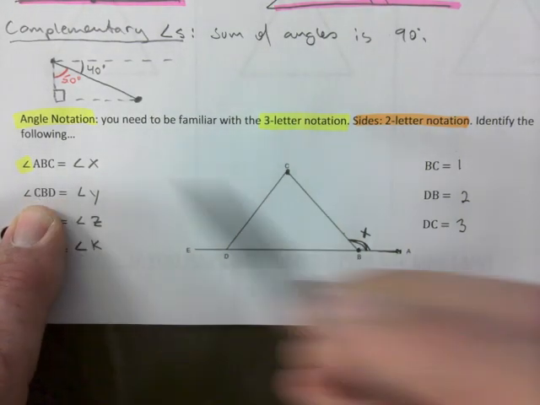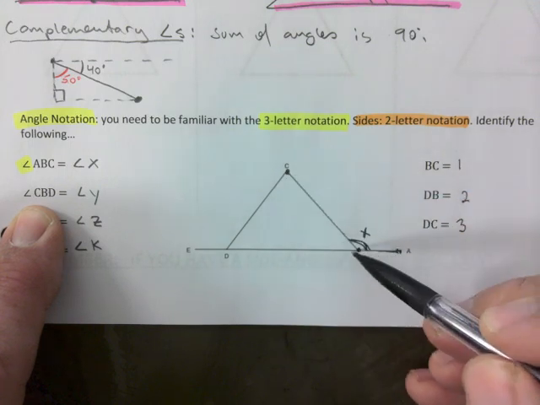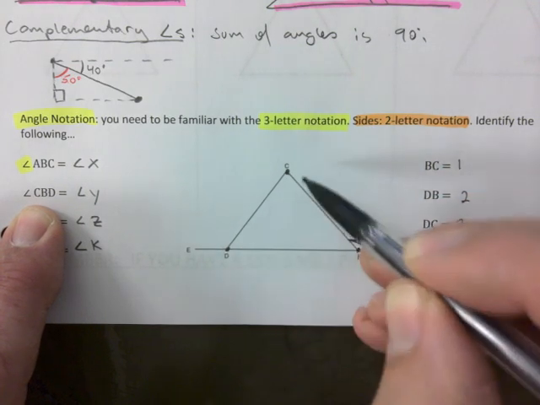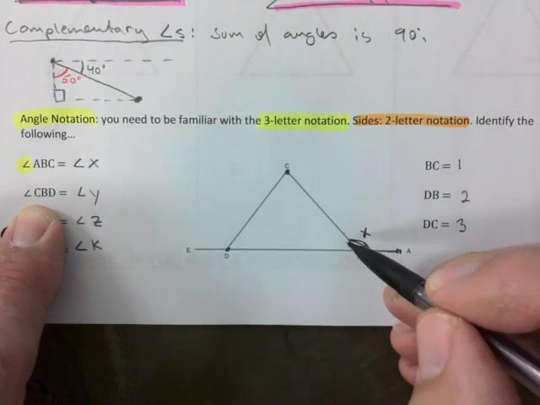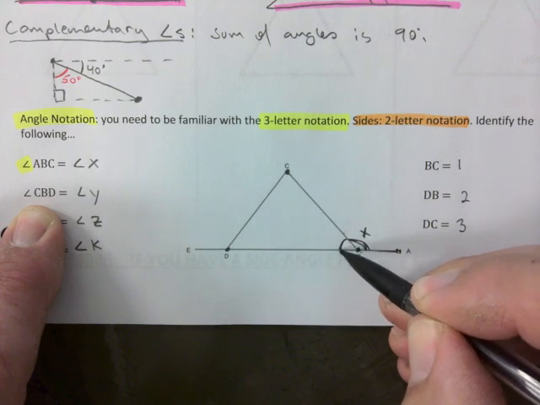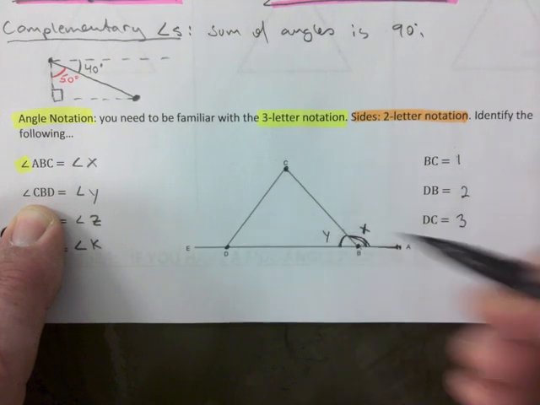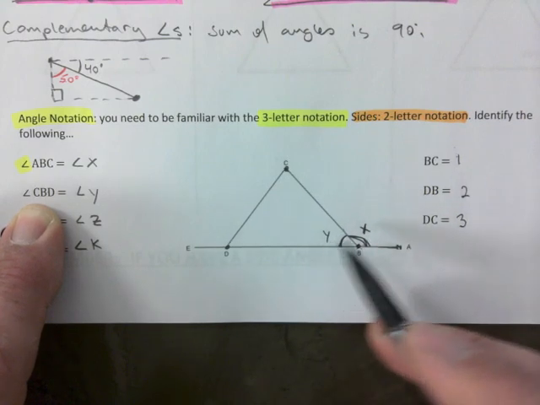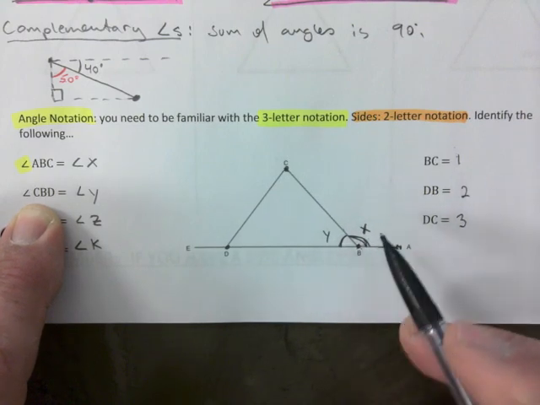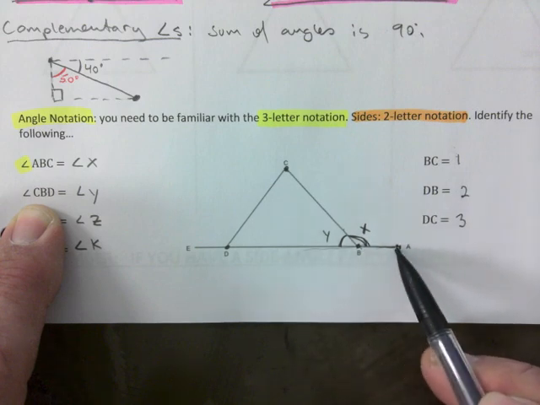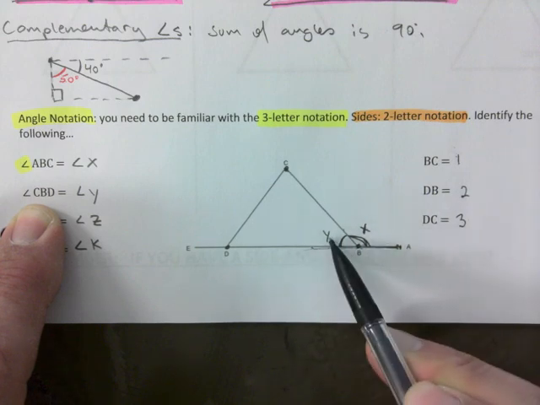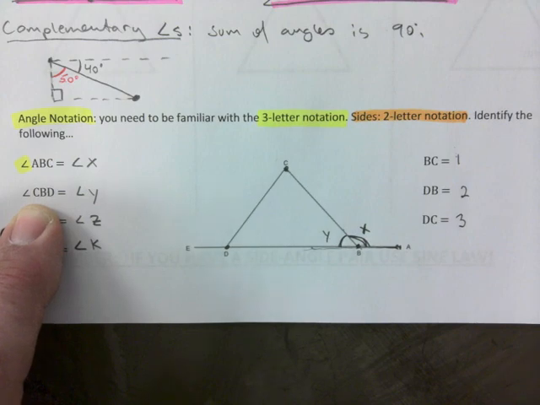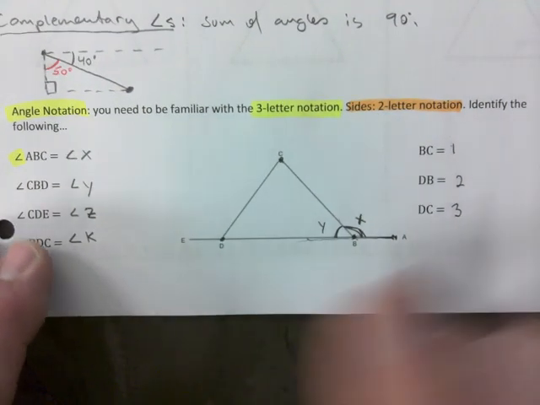CBD, I go C, B, D, right? So it's actually this one here. So this is angle Y. Put the Y right there. What are X and Y, by the way? What two angles do we call them? Because they're along the straight line here, they're supplementary. They would add up to 180. Okay, that's a very powerful concept, by the way.